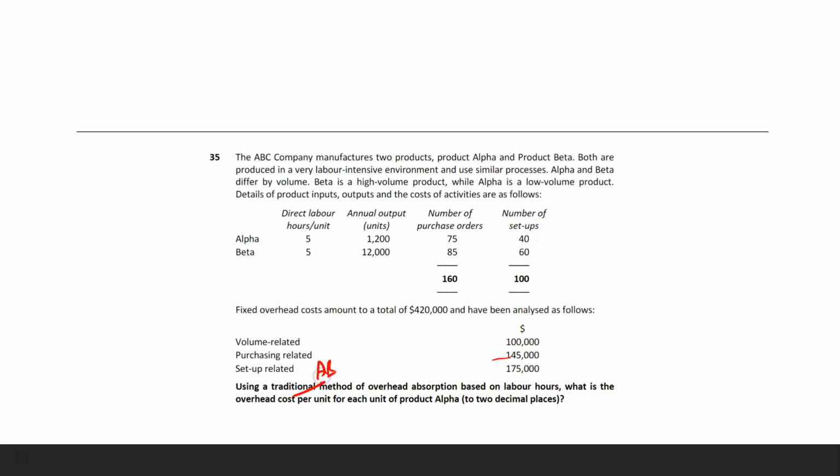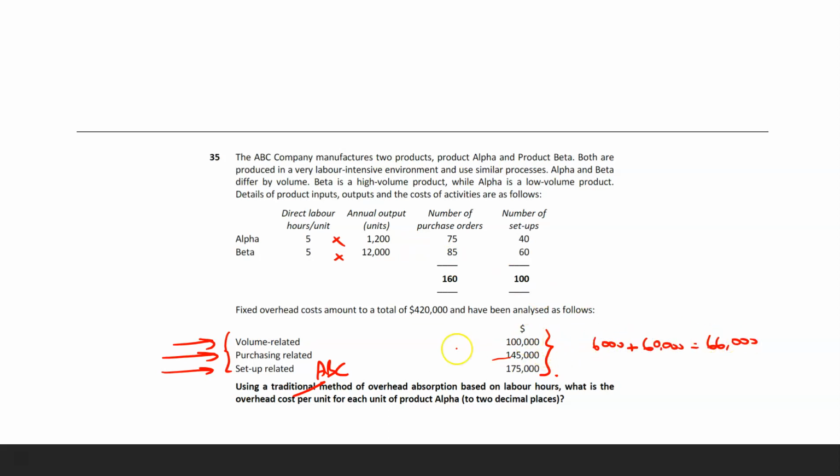So not alpha, not traditional ABC. Now this matters. All of this matters. So what you have to do is find out what's going on for each of them. How am I going to spread these costs based on each component of this overhead? It says this is volume driven, so this is driven by the hours. We've already worked out the hours. We know the total number of hours: 6,000 plus 60,000, so we have 66,000 hours.